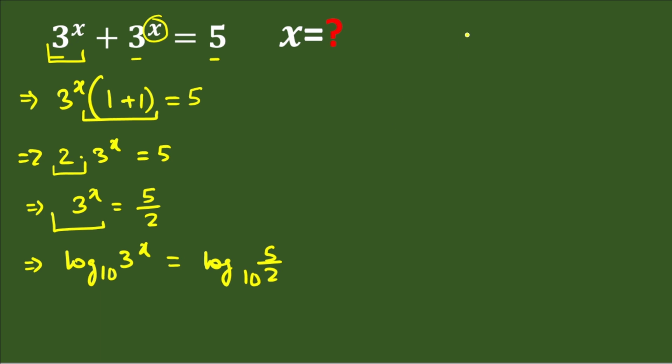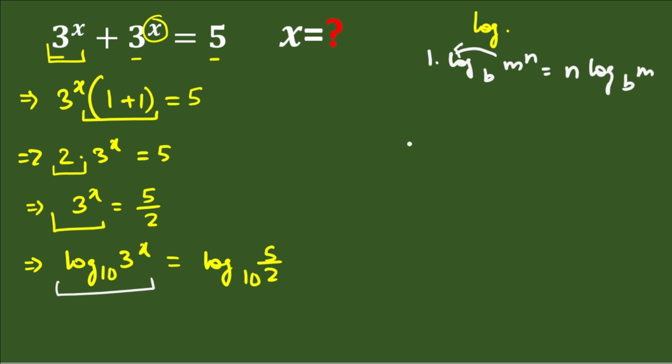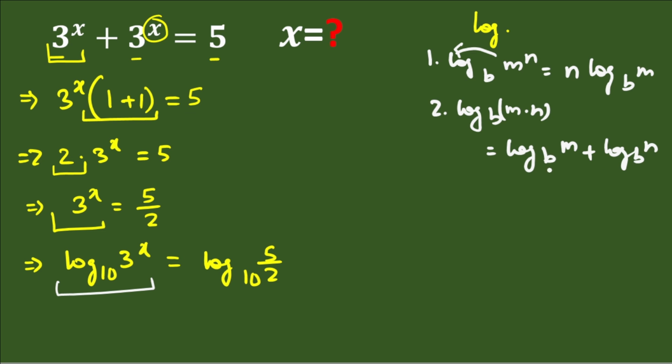Now we'll recall some identities of log. The first is log with base b of m to the power n, and the formula for it is we write n in the front. So we write n log base b of m. And now the multiplication: if we have log with base b of m multiplied by n, then we write this expression as log base b of m plus log base b of n. Here we keep the base the same and we add the logs.